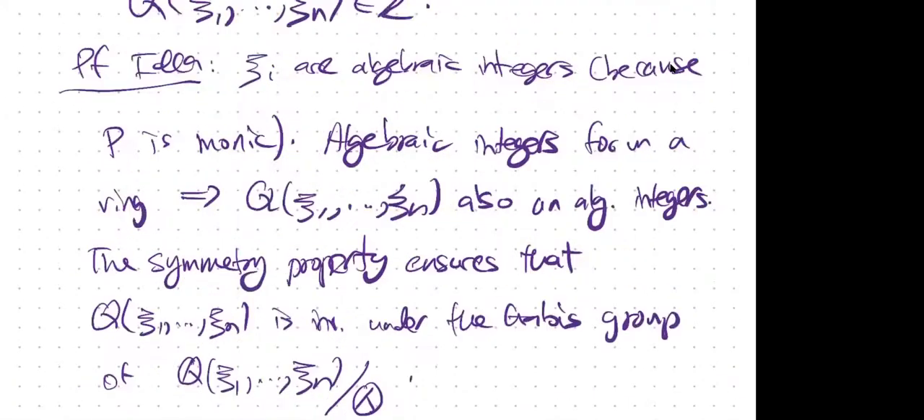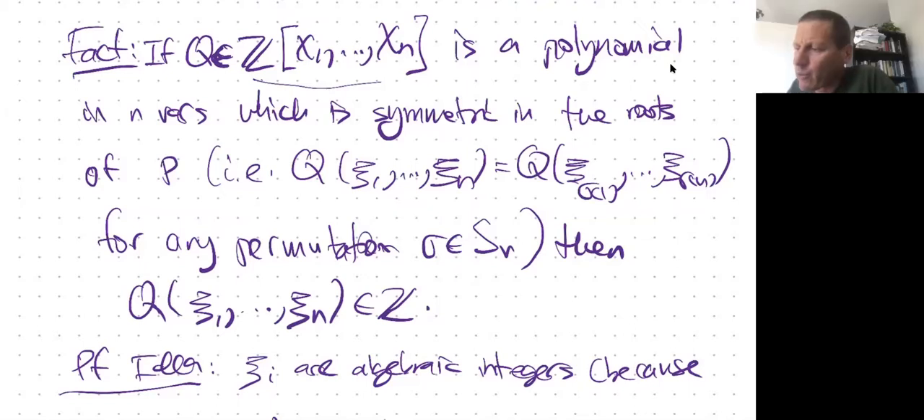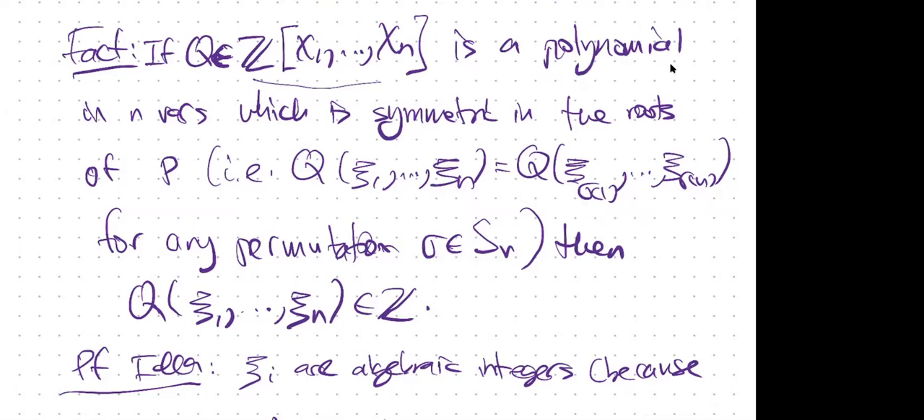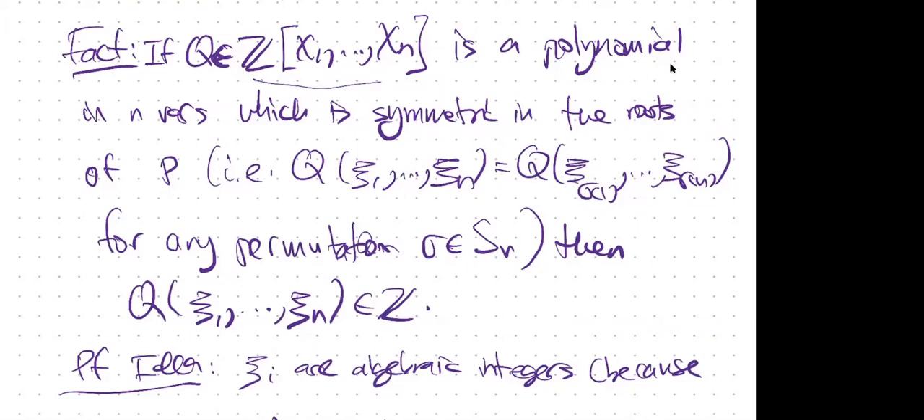Can I quickly ask, out of curiosity, the extension need not be Galois, right? No, I've added all the roots. Ah, you've added all the roots of the polynomial. Yeah. We're over characteristic 0, so there's no separability issue, and I've added all the roots.